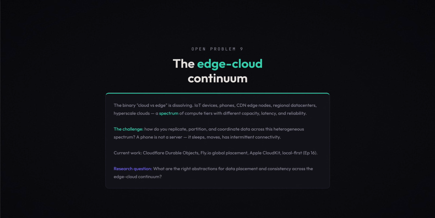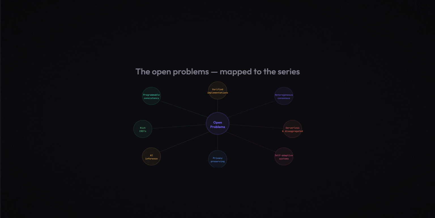Here's the full map of open problems, and notice how they radiate from the concepts we've covered in the series. Programmable consistency builds on episode 5. Verified implementations build on episode 19. Heterogeneous consensus builds on episodes 6 and 7. Rich CRDTs build on episode 16. Serverless challenges the assumptions in episodes 8 and 9.